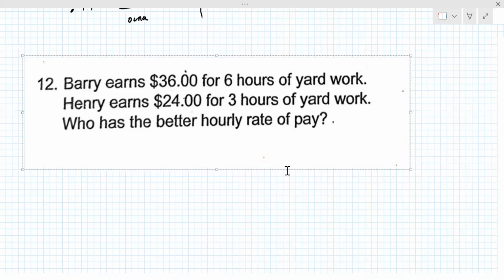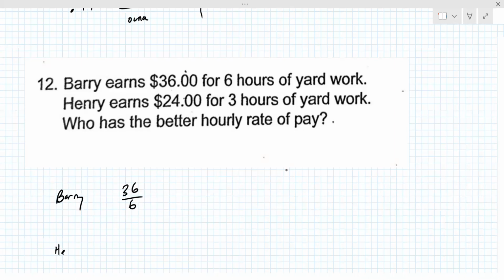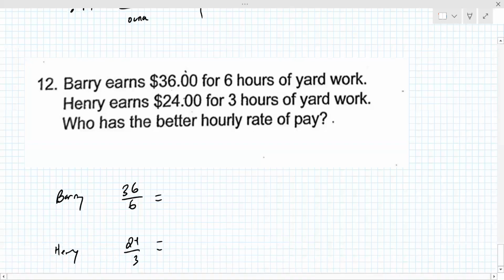3 can go into 24 7 times, and there's 21. So 7.3. Henry earned $7.03. No, wait, these work out perfectly. Oh, they do? Yes. Oh yeah, they do. It's $8. And Barry.